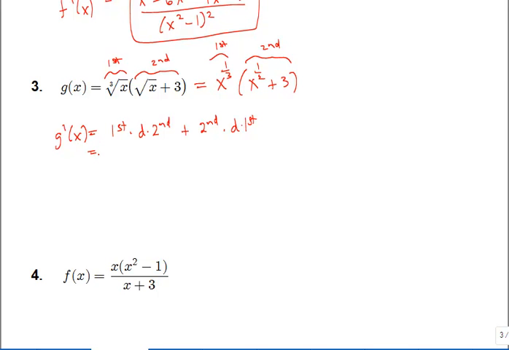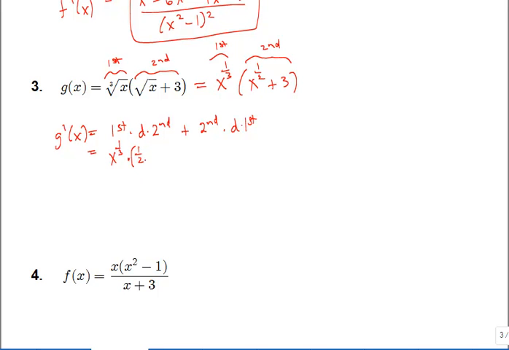So our first function would be x to the 1/3. We're not doing anything to that first function, but what we're going to do next is multiply it by the derivative of the second function. So in parentheses, that would be the derivative of an x to the 1/2.